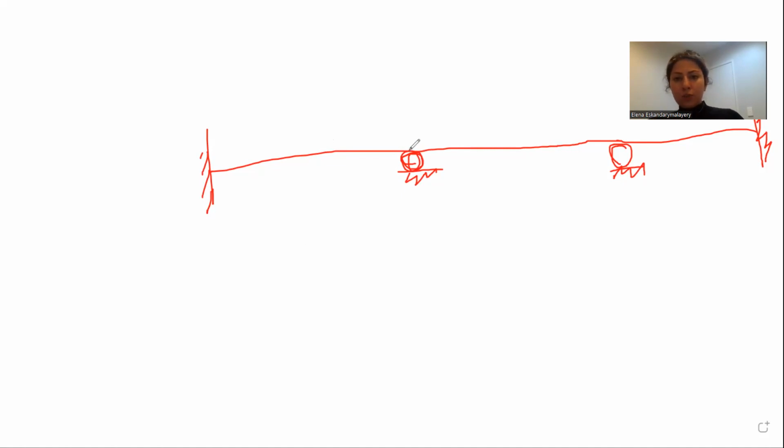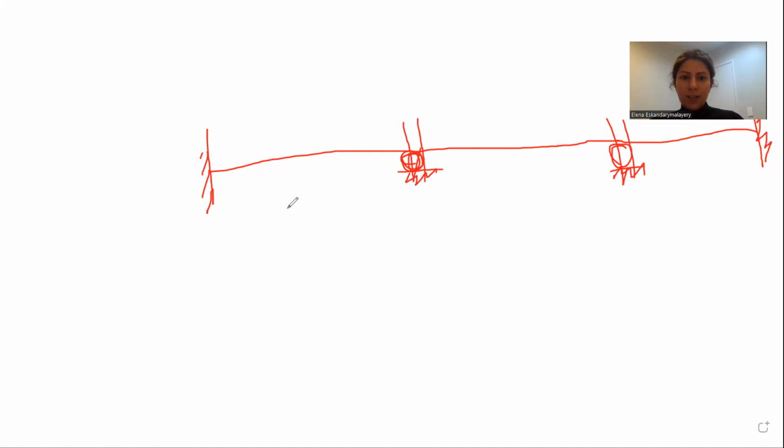So what we are going to do in the moment distribution method is to fix each joint, each important joint. When I say important joint, it is a joint where something physically happens to the beam or the structure.